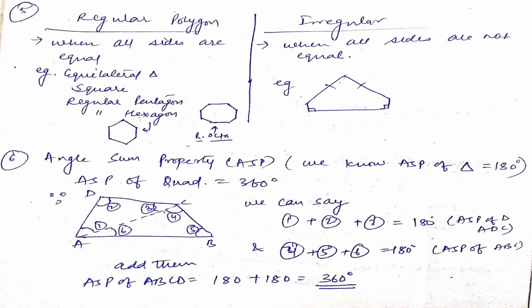Now, regular polygon and irregular polygon. What do you mean by regular and irregular? It is not the regular that we use in daily life. No, it is a different meaning of regular. Here regular means that every side or each side of that polygon should be equal.